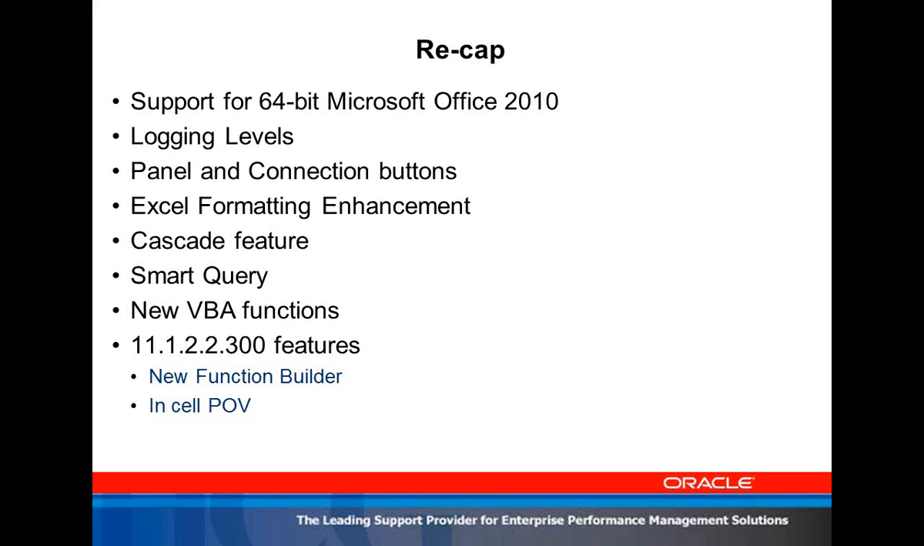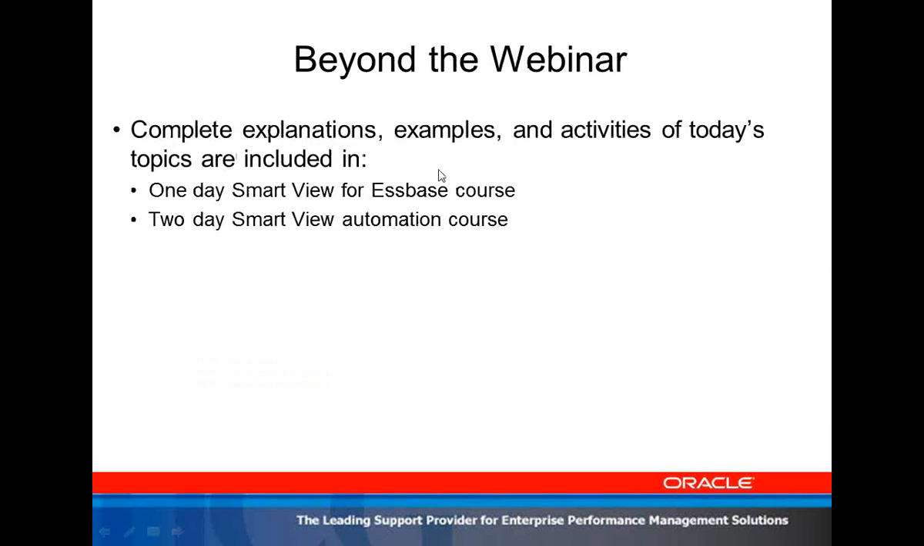So the recap for today is support for 64-bit Microsoft Office. You've got to be up to the latest level. Some new logging level options. There's a new panel and connection buttons. There's one Excel formatting enhancement that can be quite handy. They've added one extra feature to the cascade to multiple workbooks. The whole new Smart Query feature, which you could spend multiple hours learning, let's put it that way. There are some new VBA functions for those of you who do Smart View automation, and as of 11.122.300, you can use that new function builder and the in-cell POV.